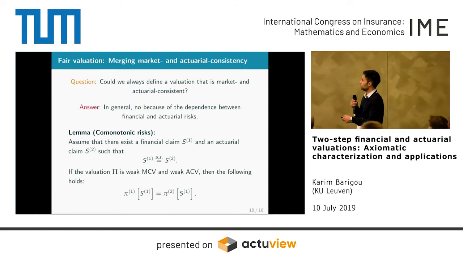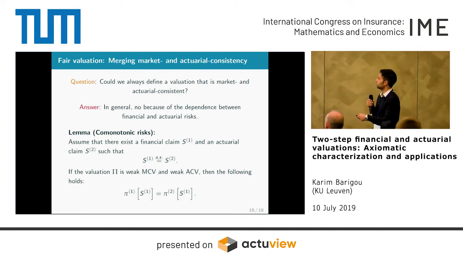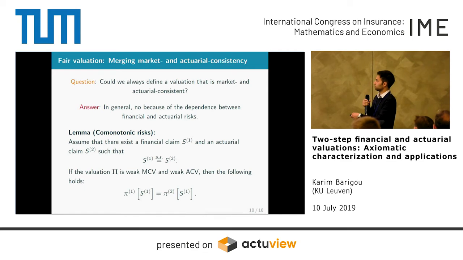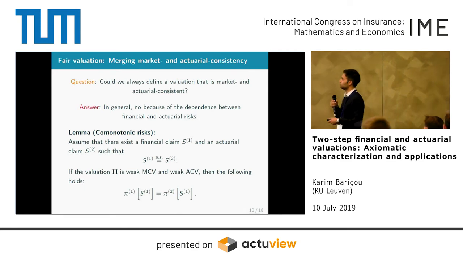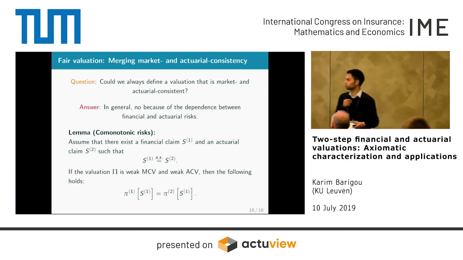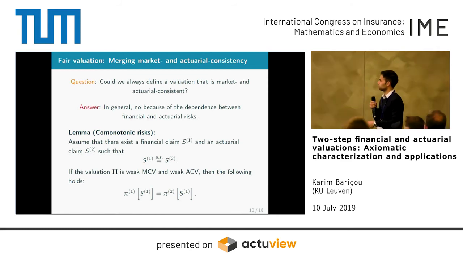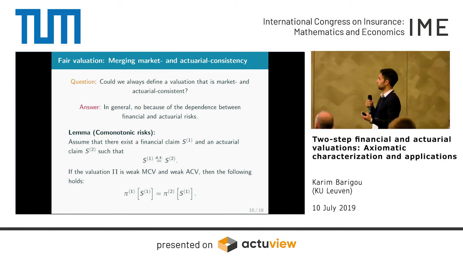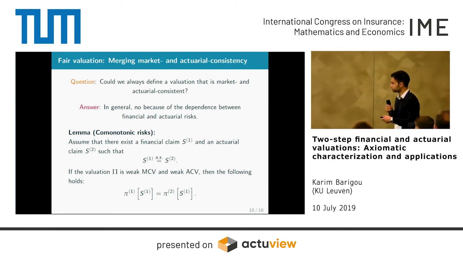An extreme case, for instance, would be, imagine that you have a financial claim and an actuarial claim that are comonotonic. Then if you want to be market consistent and actuarial consistent, you would need the financial valuation to be equal to the actuarial valuation. So this creates an inconsistency.